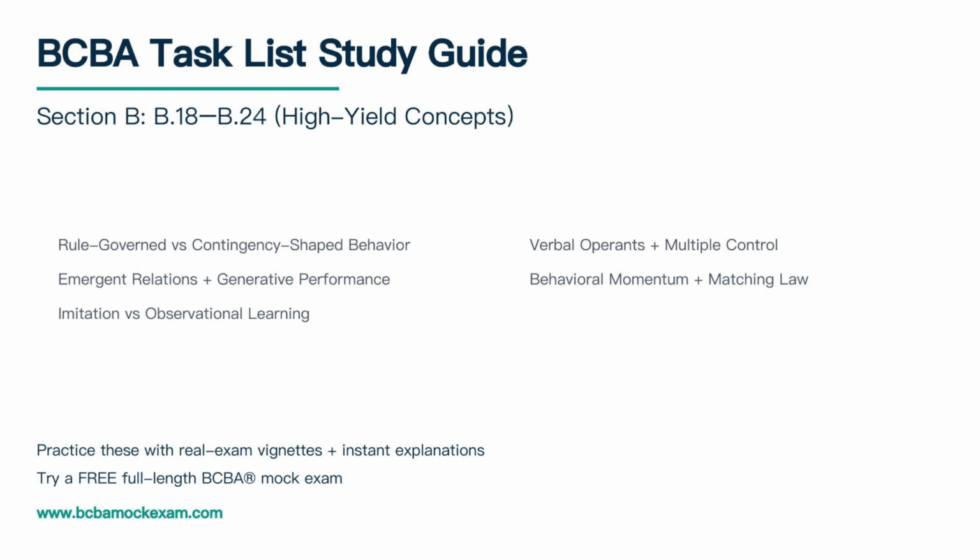Before we dive in, here's the promise of this mini study guide. We're going to take 7 high-yield Section B concepts that show up in real BCBA exam vignettes and practice thinking and controlling variables so you can answer faster and with more confidence.